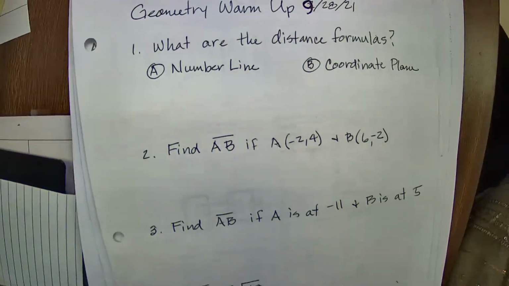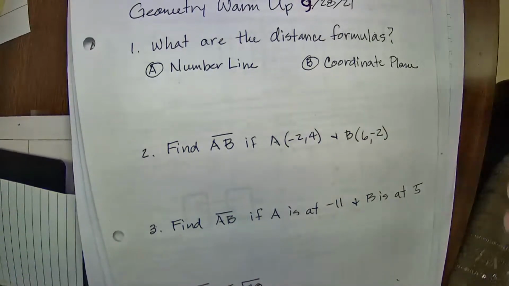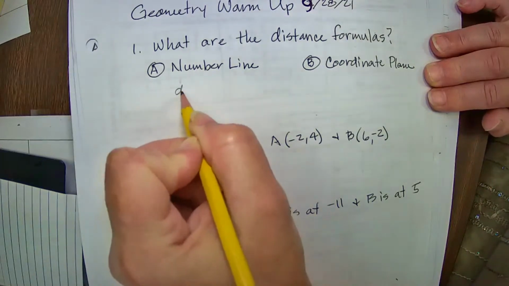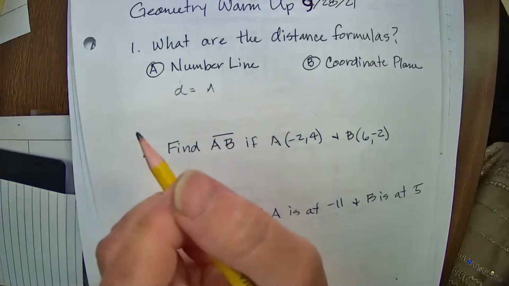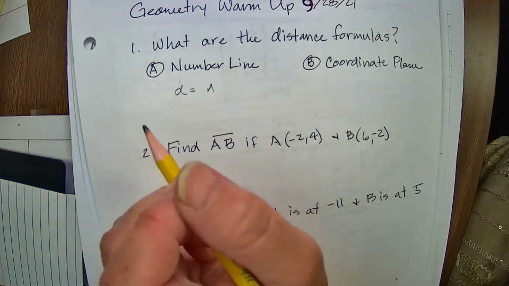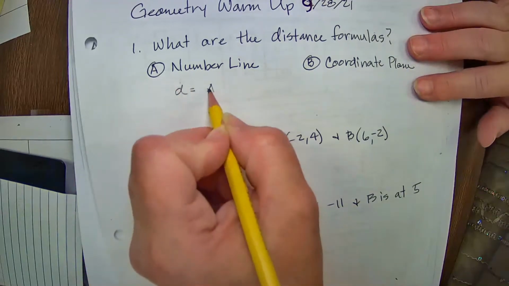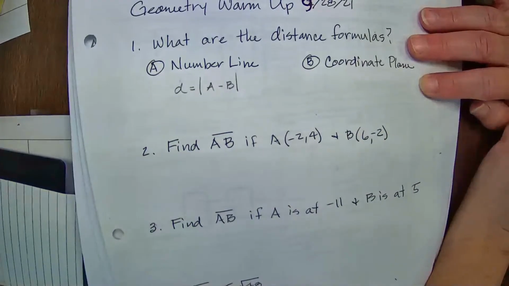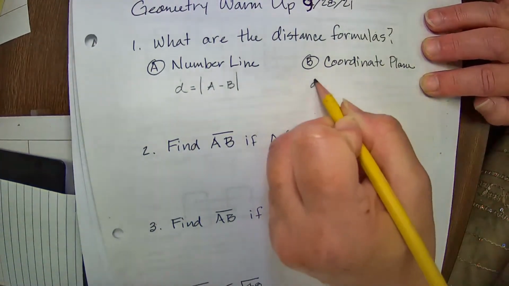Okay, let's look at this. So what are the distance formulas? If we're talking about a number line, that's the midpoint formula. But this is one of the formulas we need: it's A minus B, and we have to take the absolute value. All right, now what about the coordinate plane?